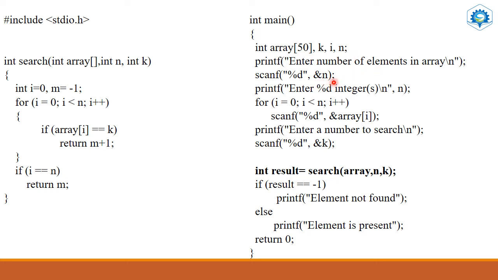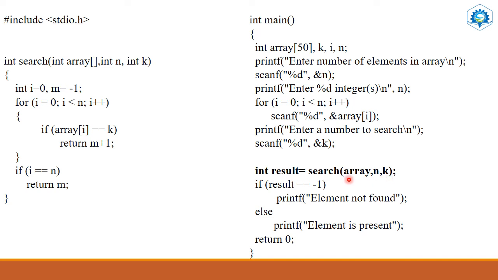Now we are reading the number of elements, that is n, and using this statement we are entering the elements of the array, and we are reading the number which is to be searched. So here k is the number to be searched. Now this is the function call, search of array, n, k. So this is the search function. What are the arguments? The array, the number of elements, and the element to be searched.